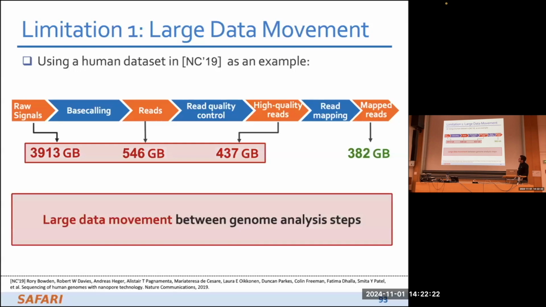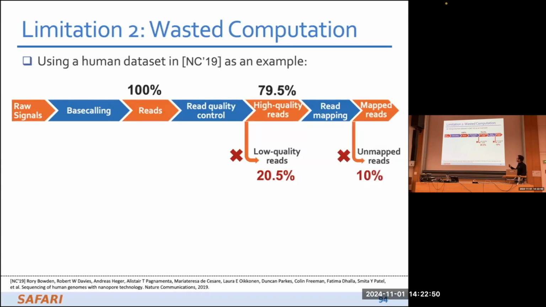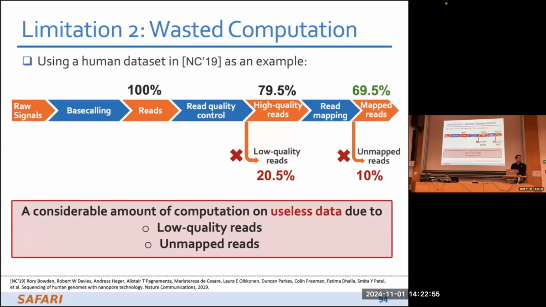But once you see the amount of data that you're moving across steps, there's a huge data movement. But we don't stop from here because this data movement is not necessarily useful for us. Because imagine you process maybe 100% of your reads that you generate from base calling, but then some of them will be eliminated in the quality score checking, and some of them will be eliminated furthermore in the read mapping. So this means that you're also doing the data movement and also the computation unnecessarily because they are eliminated later on in the later steps.